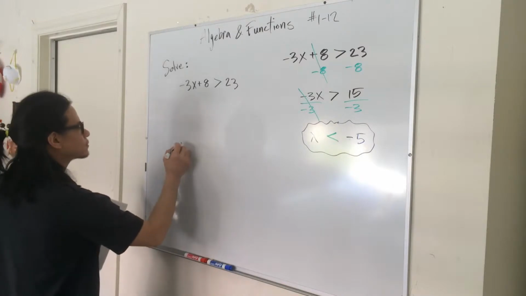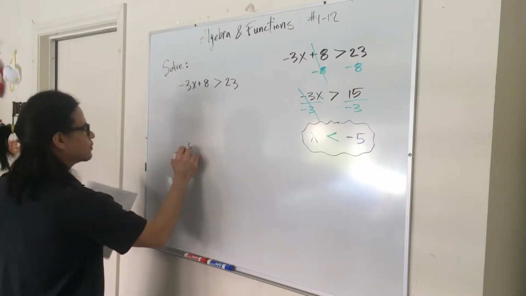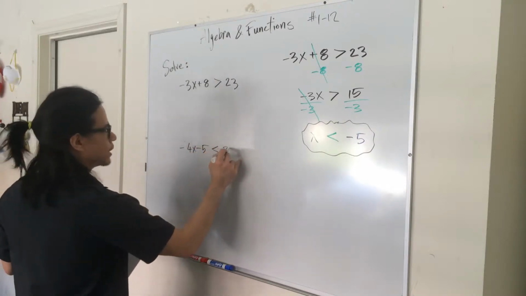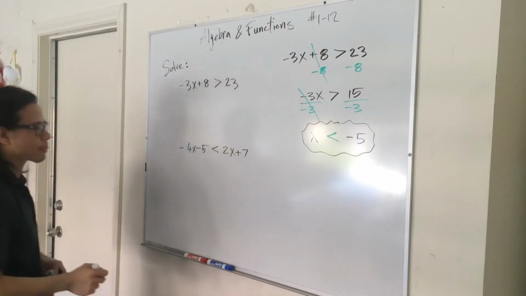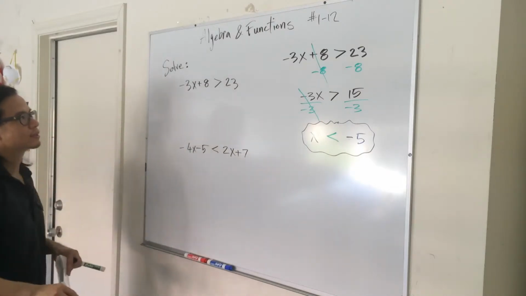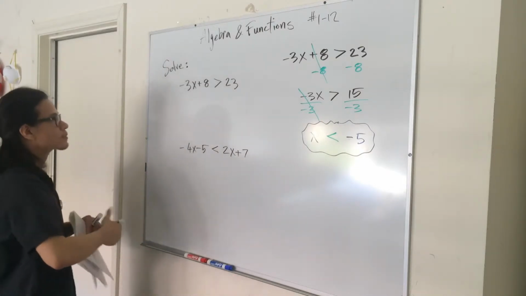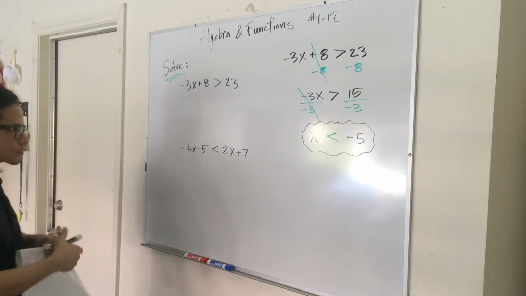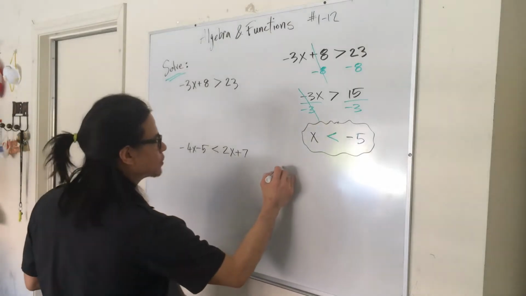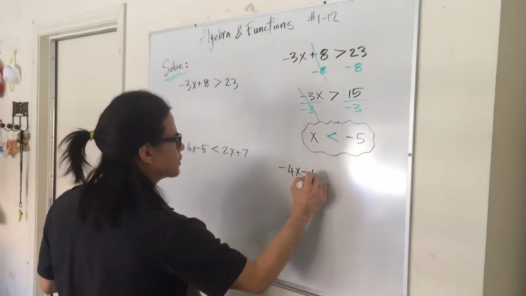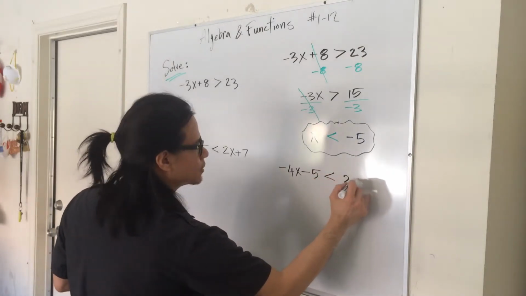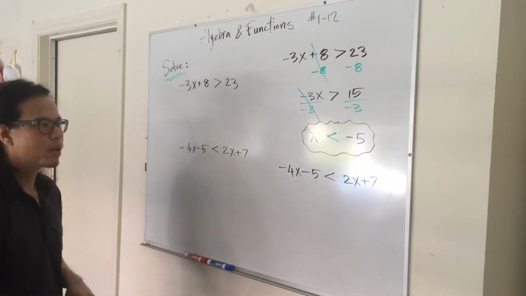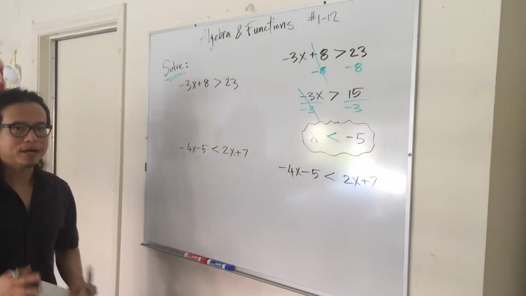Try one more. You have negative 4x minus 5 is less than 2x plus 7. Okay, solve. See if you can get this x by itself, okay? So negative 4x minus 5 is less than 2x plus 7. Get x by itself. Push pause on this video and work your magic.